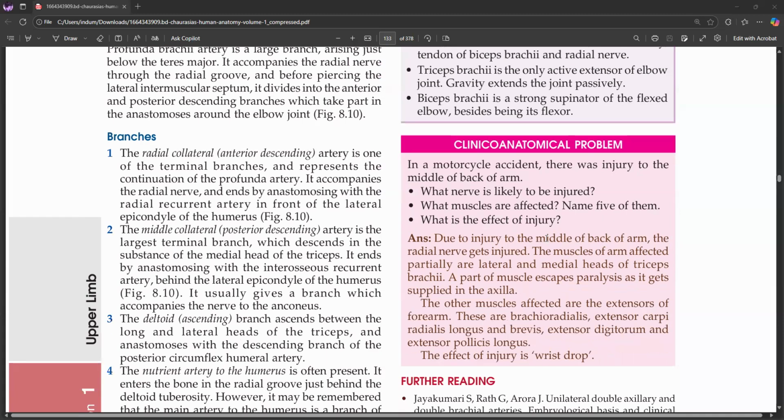Clinico-anatomical problem. In a motorcycle accident, there was injury to the middle of back of arm. Which nerve is likely to be injured? What muscles are affected? Name 5 of them. What is the effect of injury?